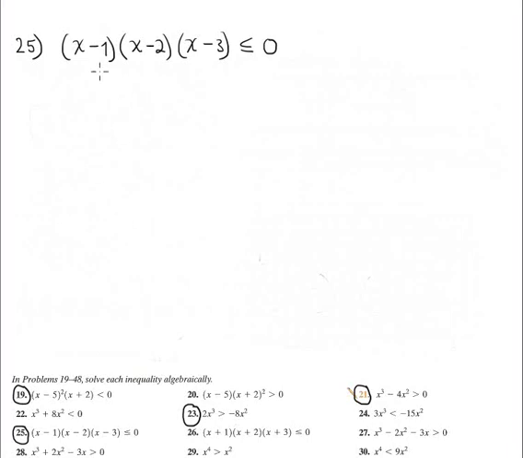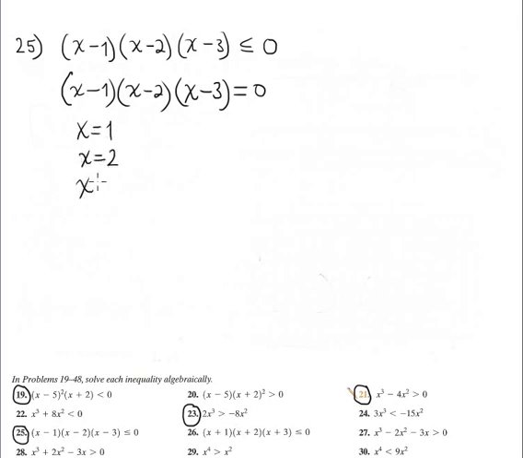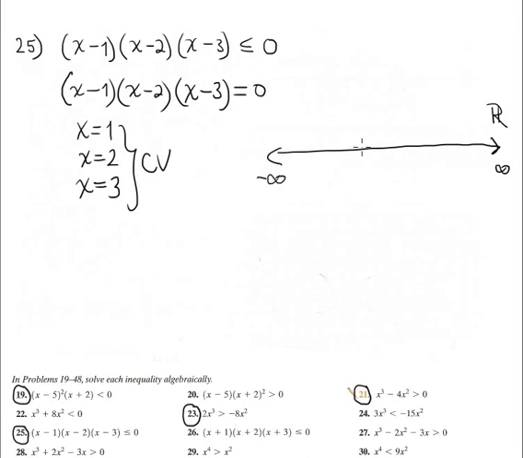Okay, again, polynomial inequality. In this case, you put the inequality. This is the factorization already. Equal to 0. Therefore, x equals 1, x equals 2, and x equals 3. And this is the critical value. Let's do the partition of the number line, or real numbers, from negative infinity to infinity. The partition points are 1, 2, and 3.